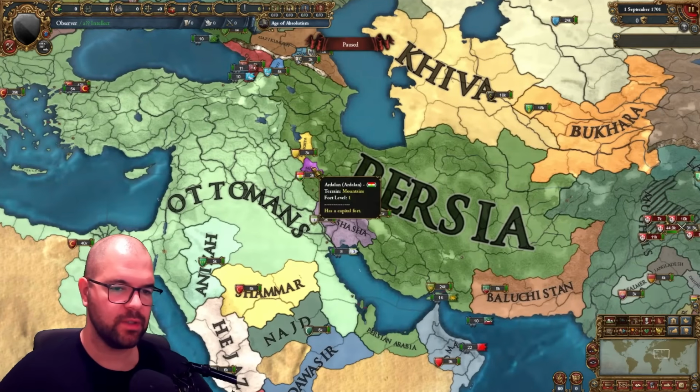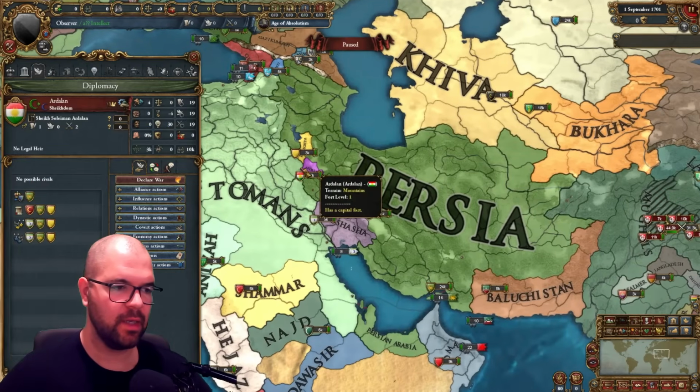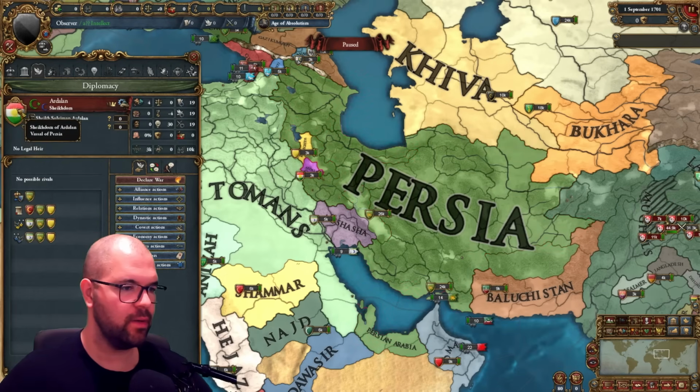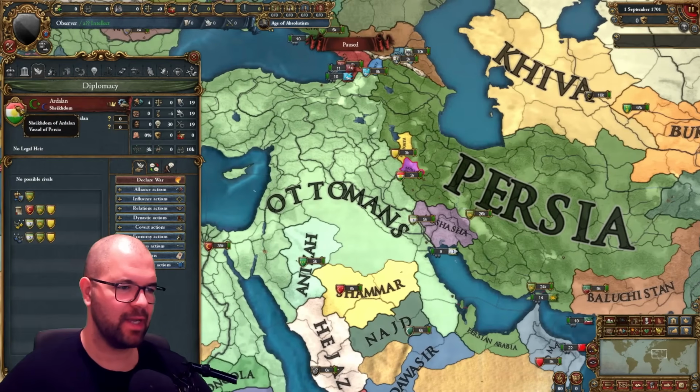There are some smallish Ardalan, I think they are Kurdish. Ardalan Sheikh them. They're actually a vassal of Persia, but I know for a fact that this is a Kurdish flag.